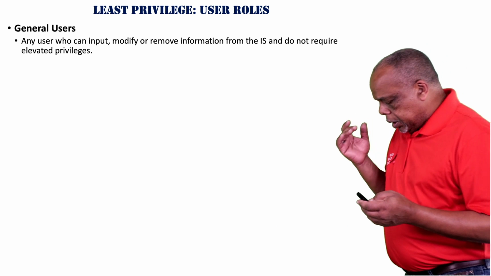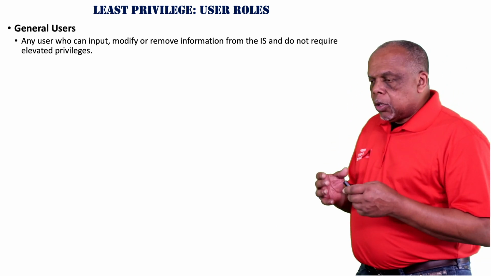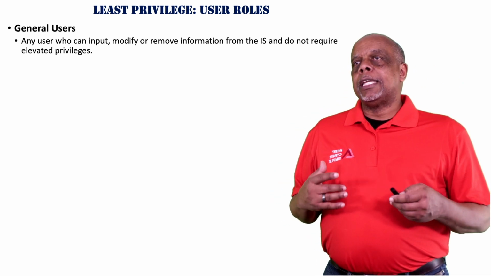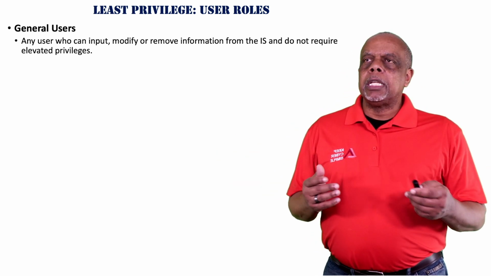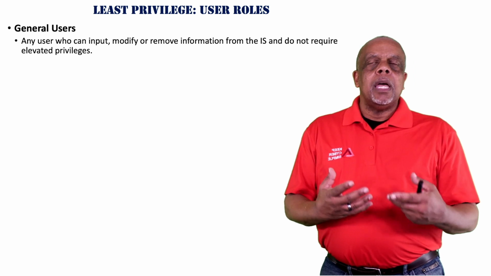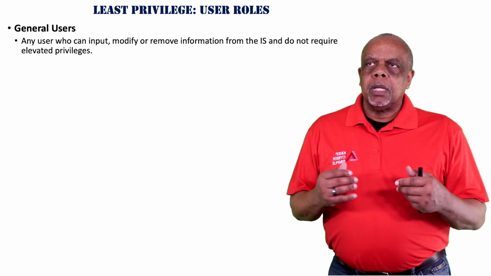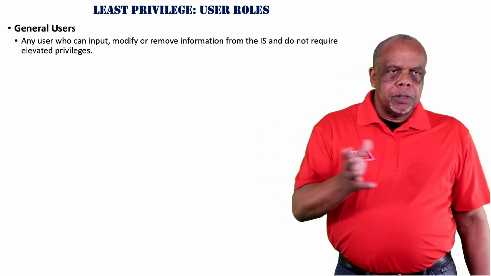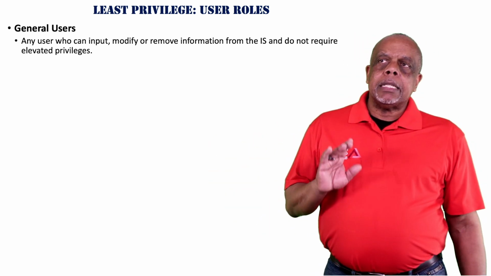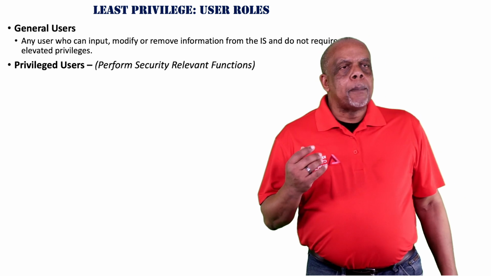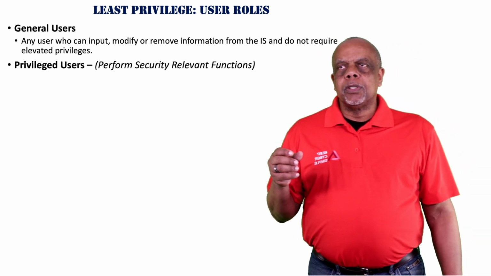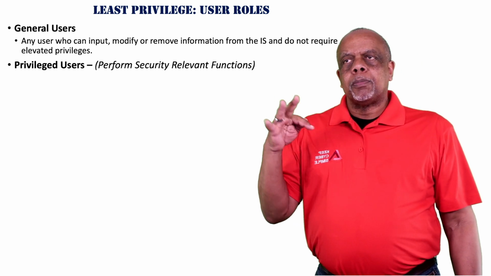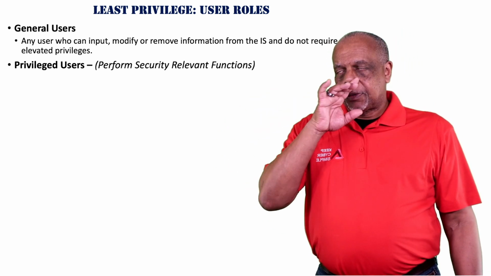On your network, in your organization, wherever you may be, you're going to probably have 2 types of users. One I'm going to call a general user. A general user is anybody on the network that can input, modify, or extract or remove information from the information system, and they do not require elevated privileges. That's anybody on the network. The next group is called privileged users. And these are individuals who have elevated privileges where they can perform security relevant types of functions.